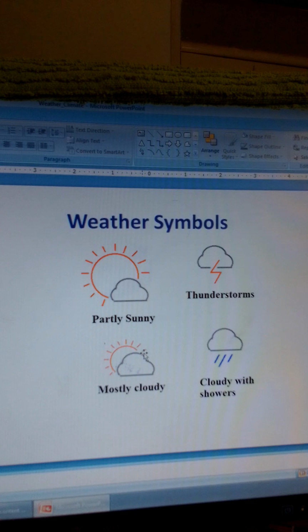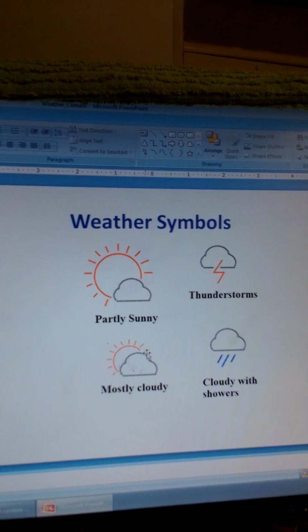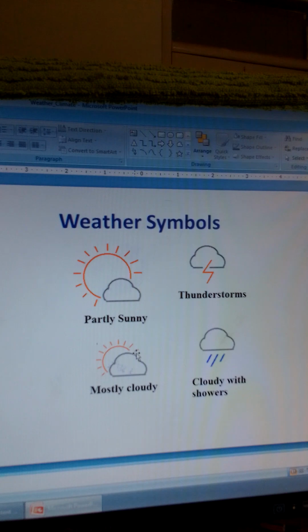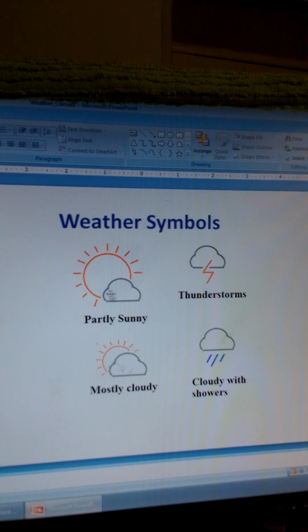Next, let's look at weather symbols. To show information about weather, when we are giving a weather forecast, we use weather symbols to show what kind of weather is going to be experienced. Like in the first case, we have the symbol of the sun and the cloud, and this one shows that the weather condition is partly sunny, because you have clouds and you have the sun, but the sun is more prominent, so it is partly sunny.